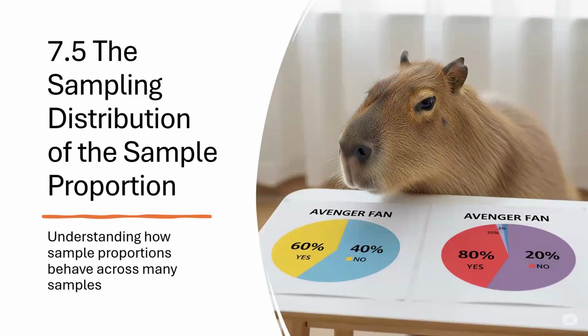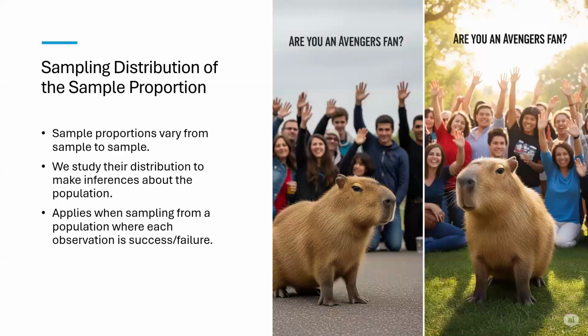Welcome to section 7.5, Sampling Distribution of the Sample Proportion. This topic is all about how sample proportions, like the percent of students in a class who drink coffee or the number of gamers who play Fortnite, vary from one sample to another. We're focusing on binary outcomes, successes or failures, yes or no, fan or not a fan.